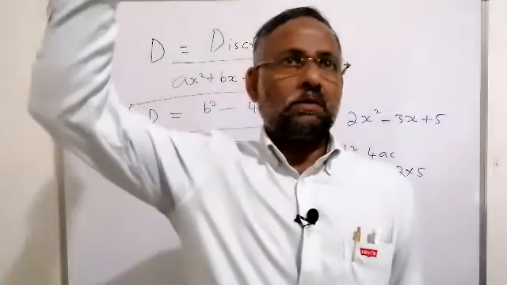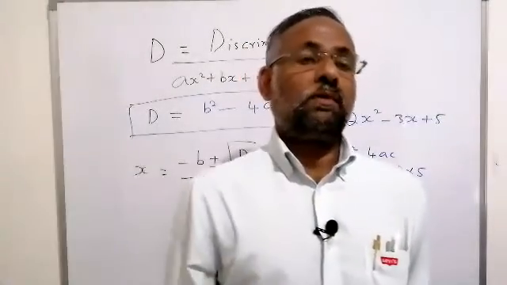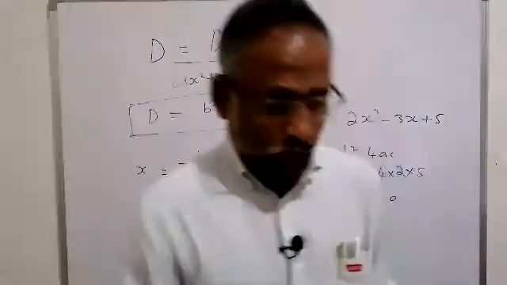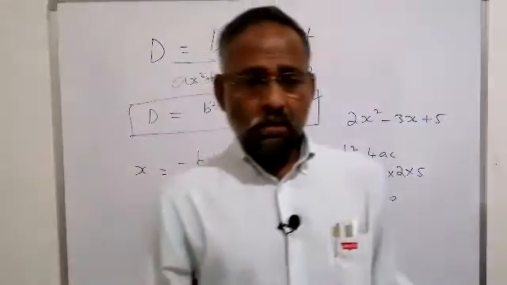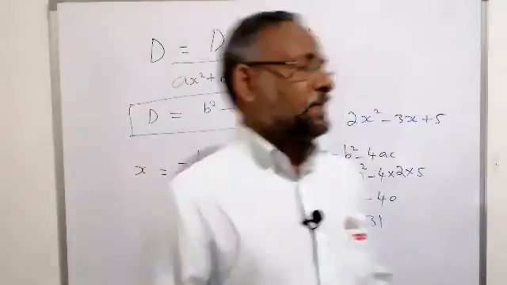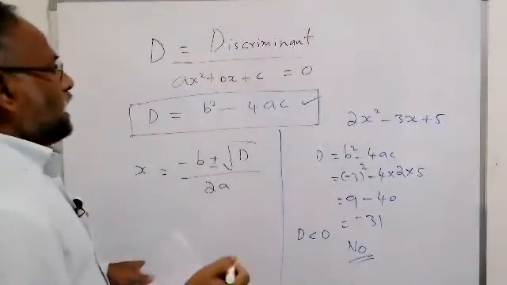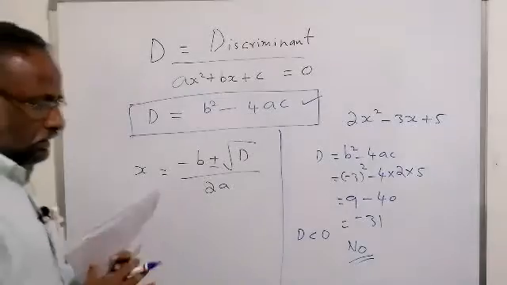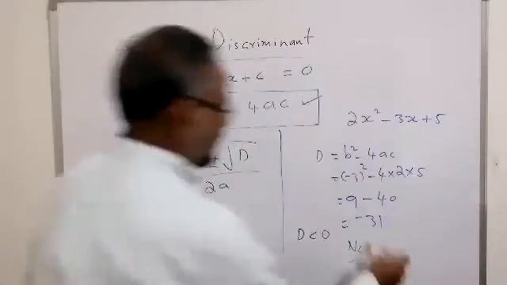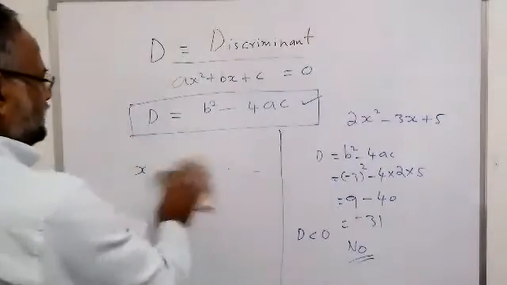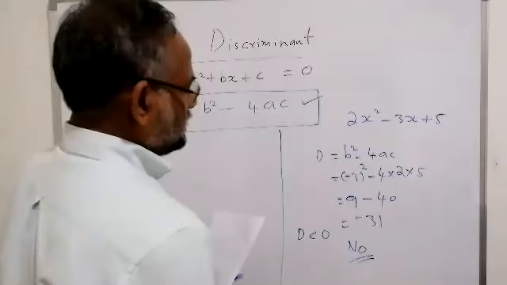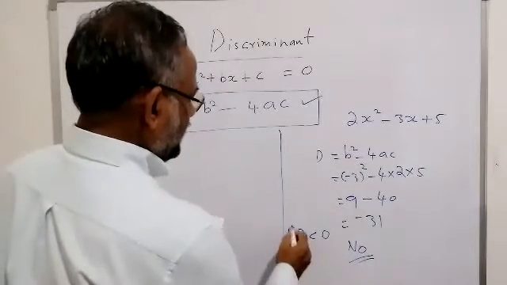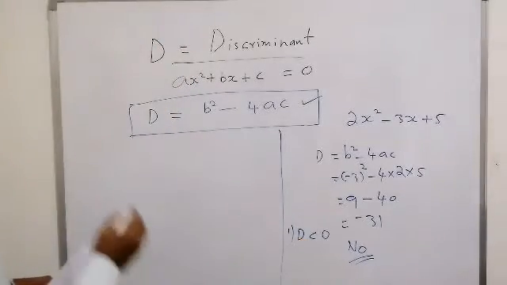Don't confuse this with parallel lines, everything we studied before, linear equations in two variables. Now here also three conditions are there. I told you the third condition, and now I am coming to the second condition. Here D less than 0, no root.